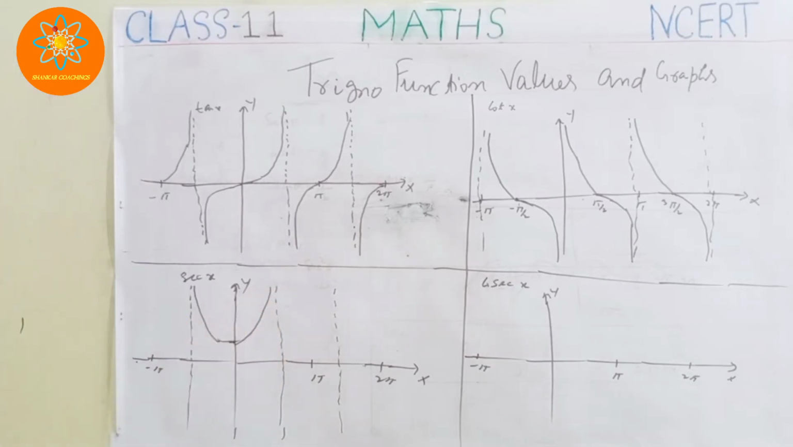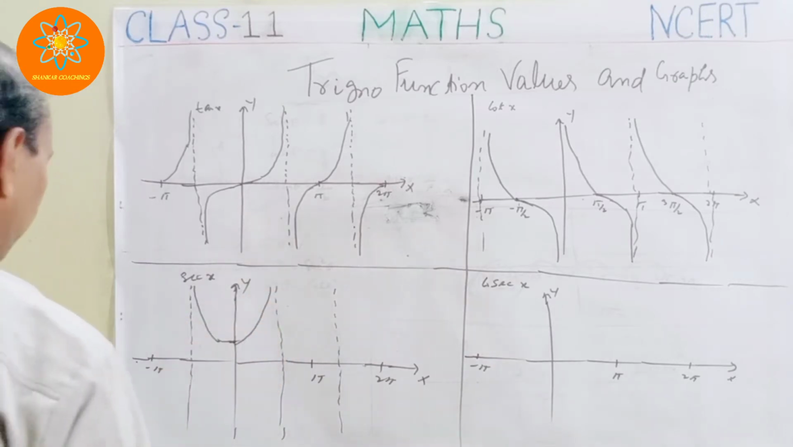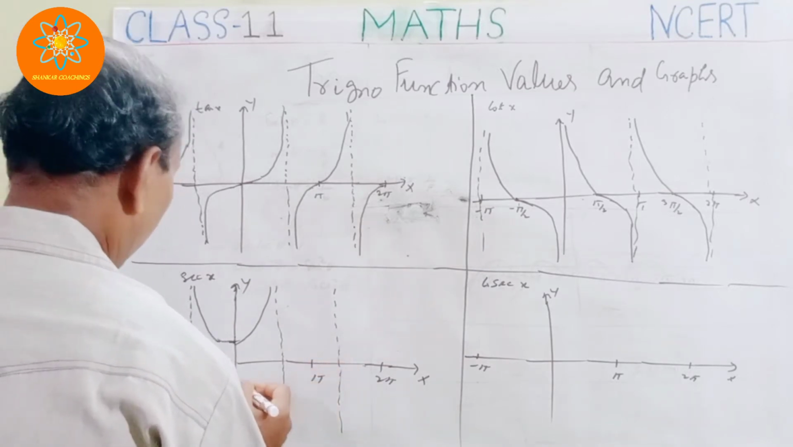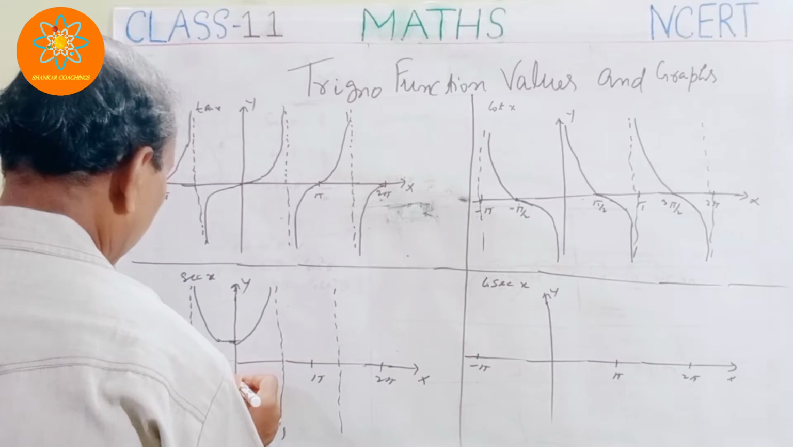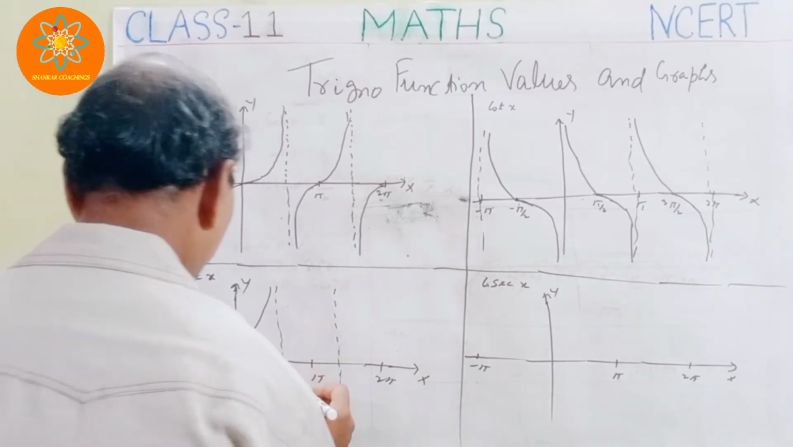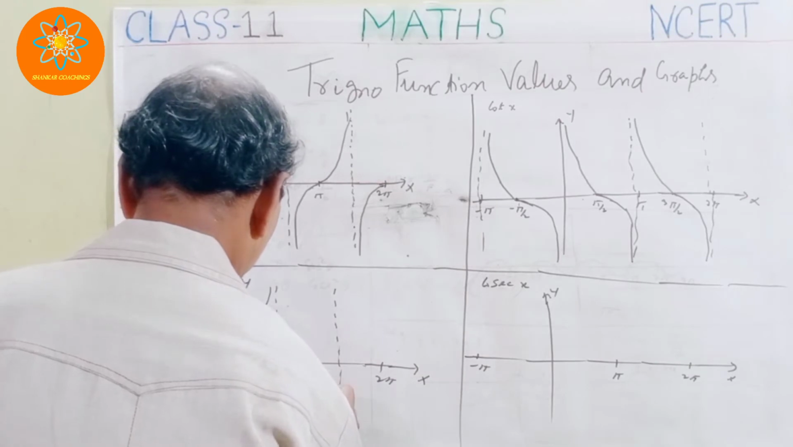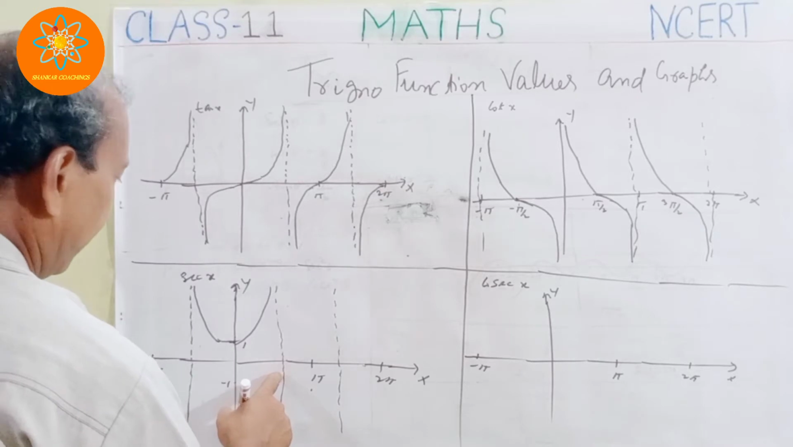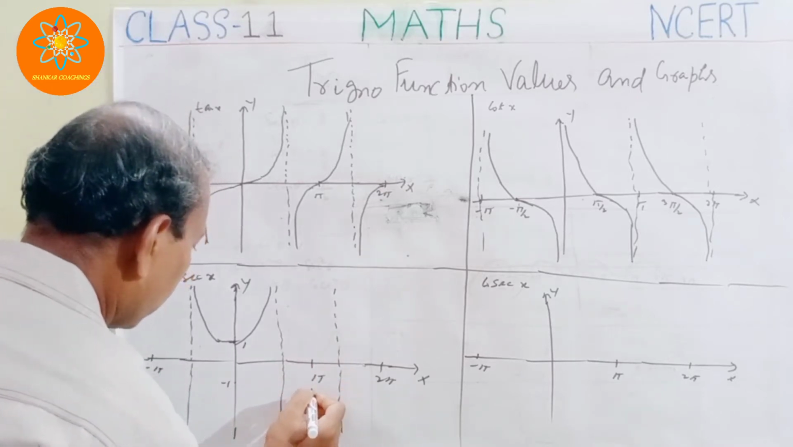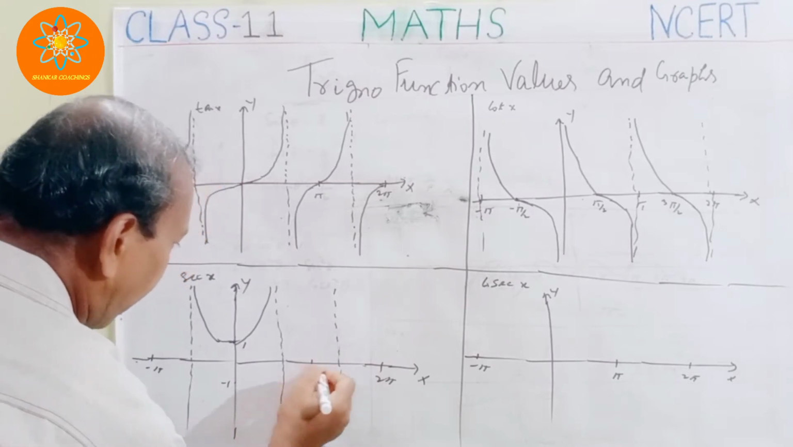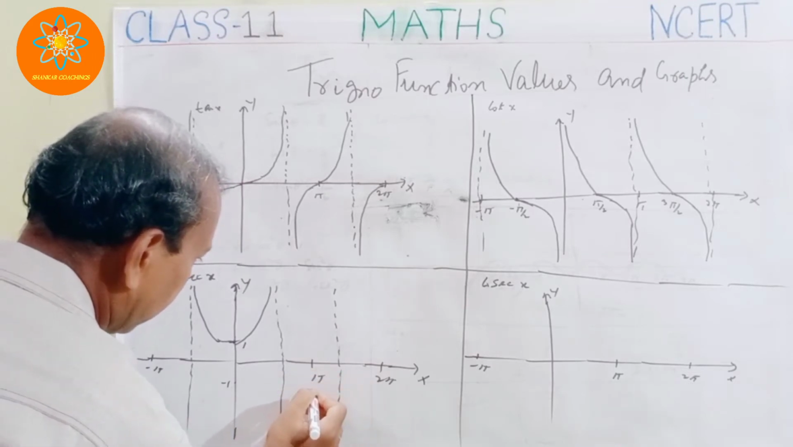This is like this. Similarly, for the case of pi, the value is going to be minus 1. So for pi the value is minus 1, and it is not defined between pi by 2 and 3 pi by 2. So it will be not defined at pi by 2.